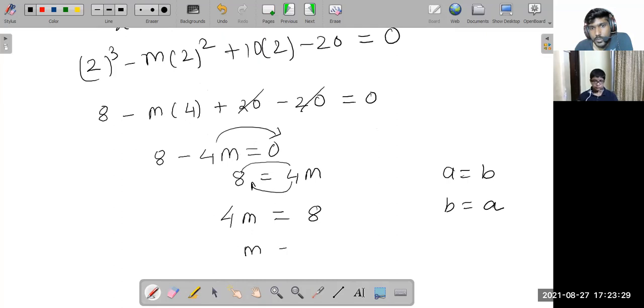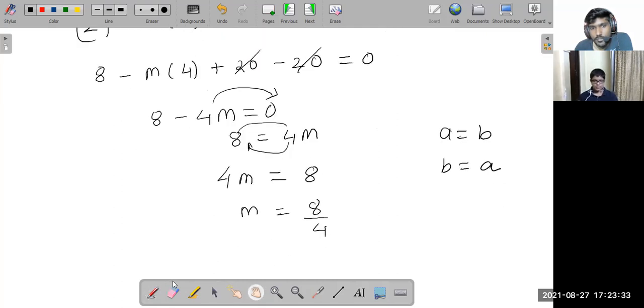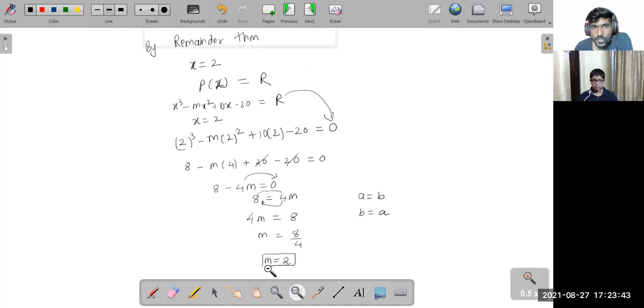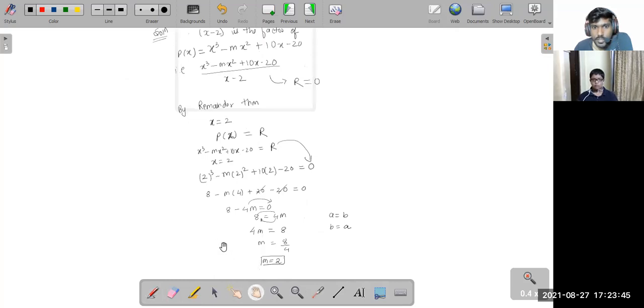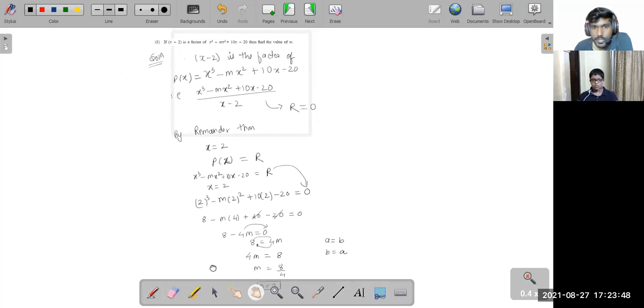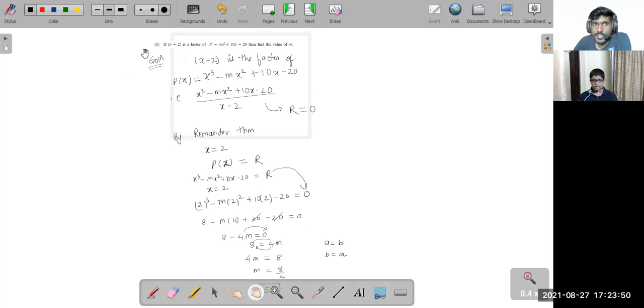So m is equal to 8 upon 4, which will give you the answer 2. So m is 2. Understood? Go through the sum first. It's a little bit confusing, but it's easy. Go through it first and then write it down.